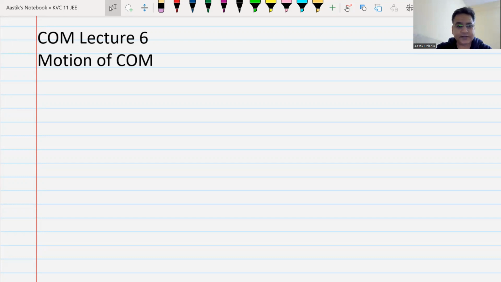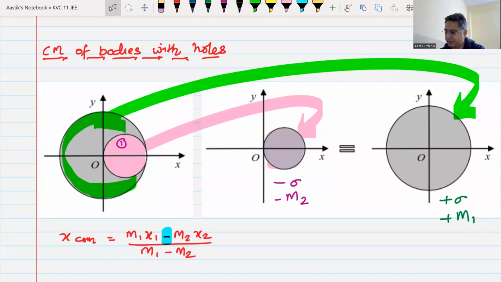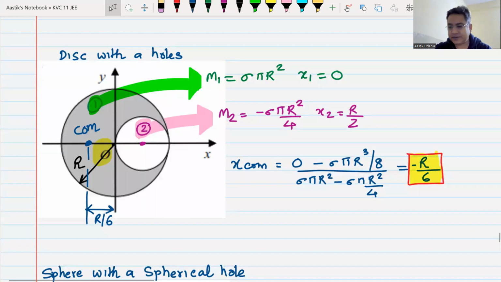We were discussing the center of mass of bodies that were truncated or were having holes, and we had seen that to find the center of mass of such bodies, we need to superimpose two bodies, one complete body of full mass, and then we impose a negative mass on top of it, and that is how we can get the center of mass. Everyone remembers it?